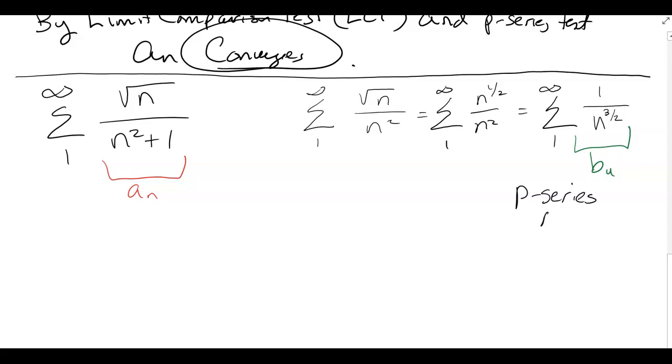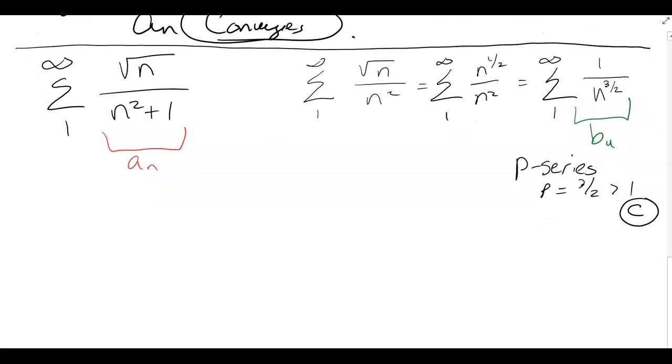That's a p series. What's p equal to? p is 3/2. Well, 3/2 is greater than 1, so that particular p series will, of course, converge. All right, so we have a b sub n. We feel good about our b sub n. We got rid of our insignificant plus 1 to get our b sub n series, and we know b sub n converges.